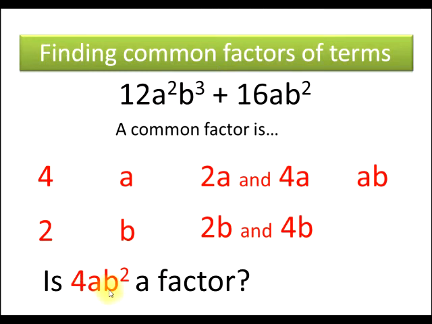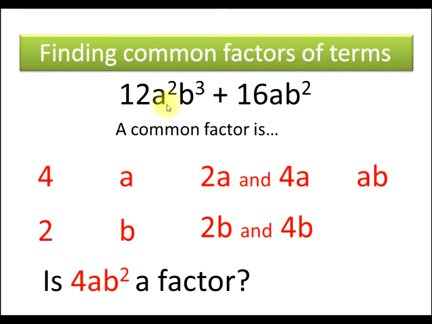Now, here's a question. Is 4AB squared a factor? What that means is, could we times 4AB squared by something to make this term, and could we times it by something to make this other term? So let's have a look. Start with the numbers. Can we times 4 by something to make 12? Yep, 3. And could we times 4 by something to make 16? Well, yes, 4. And we knew that from earlier.